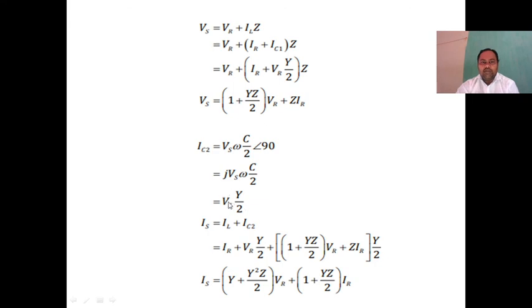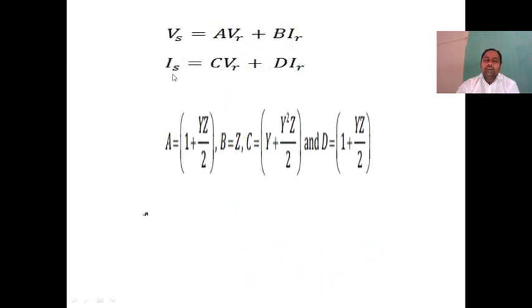So what is the value of Vs? Vs is (1 plus YZ by 2) into VR plus Z IR. Substitute this Vs value and also Y by 2 as usual. It's a very simple equation. IL is IR plus VR Y by 2, plus IC2, which is Vs into Y by 2. Simplify the equation and take VR as common. We get (Y plus Y square Z by 2) VR plus (1 plus YZ by 2) of IR.